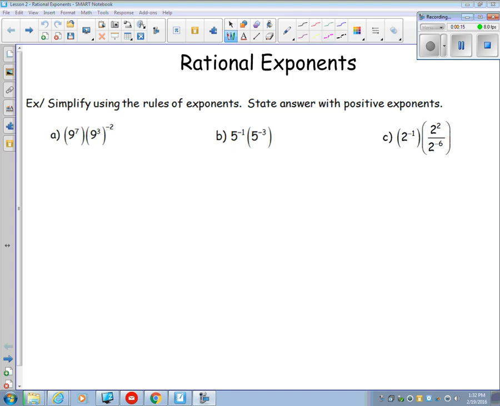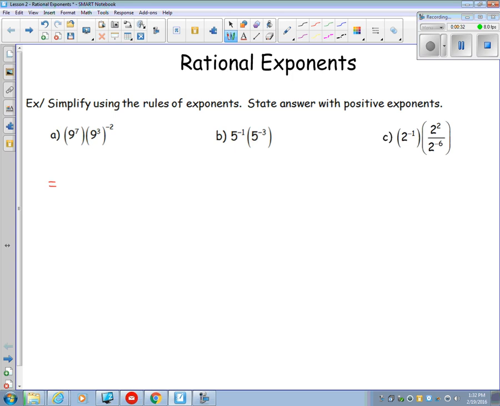And so our rules from yesterday, we want to follow BEDMAS. We had 3 rules. We had multiplying bases, dividing bases, and powers of powers. We added the new one about negative exponents. We don't want those. We know we should flip our bases when that happens and the exponent becomes positive.